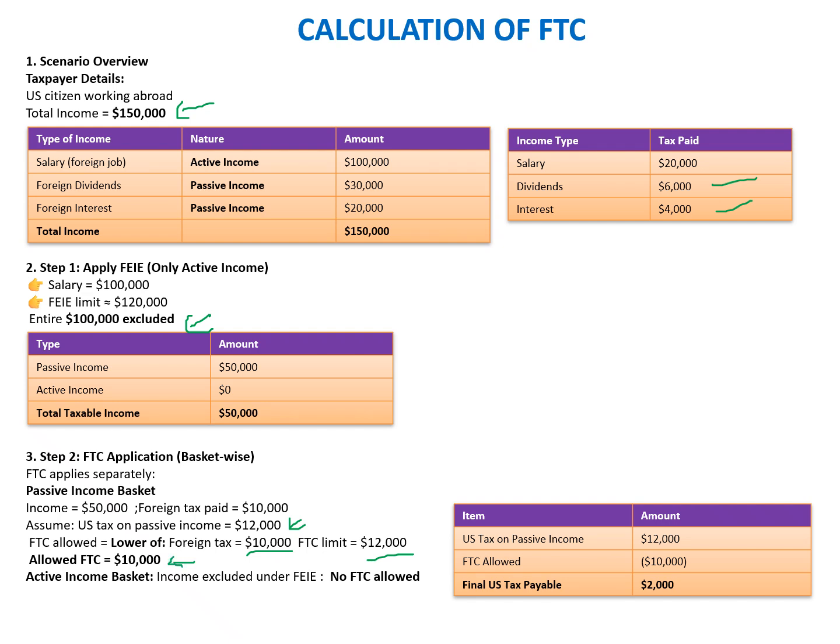In the active income basket, there is no FTC allowed. On the US taxation of passive income of 12,000, FTC allows 10,000. So the final US tax payable is 2,000. This explains the concept of how we use the FEIE and then calculate the FTC separately on the foreign income which is earned in the form of dividend, interest or rental income, which is not the active income.